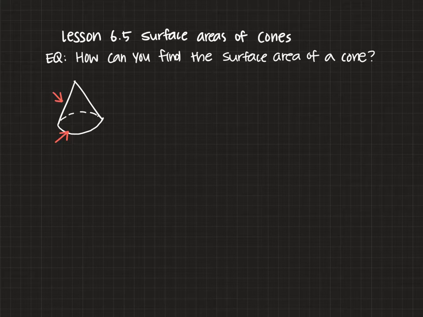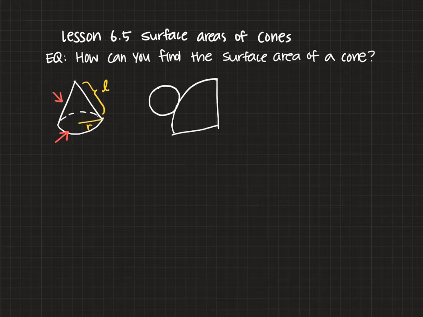Let's say we have a cone with a radius of r and a slant height of L. We are going to open it up to see the net of this cone, and you're going to notice that we have a circle and another circle, but it's not going to be completely closed. It's going to be a portion of the circle. So first we have a circle that we know how to find the area of, which is going to be pi r squared.